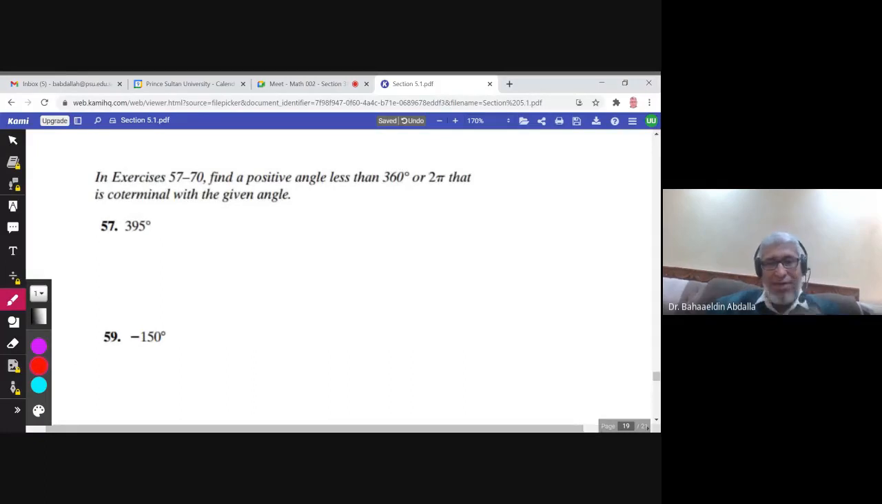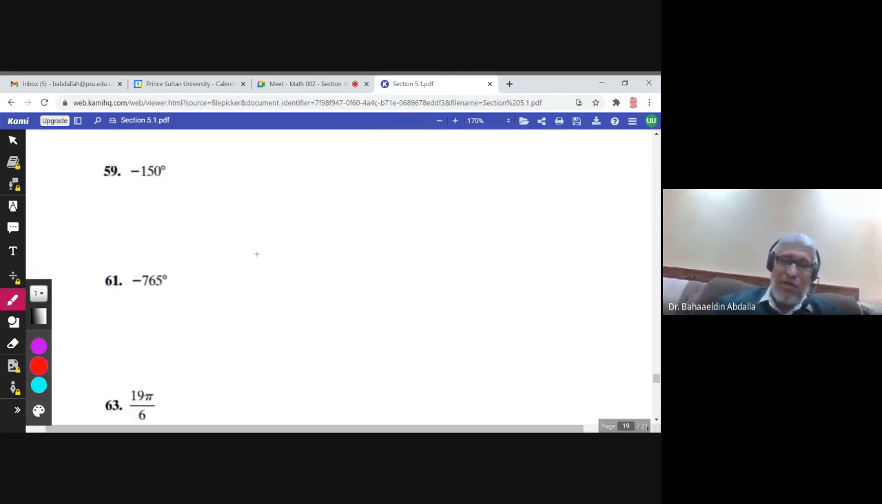Some other examples: find a positive angle less than 360 or 2 pi that's coterminal to. I believe these are easy here. You will subtract 360. Here you will add 360. Here you will add 360.